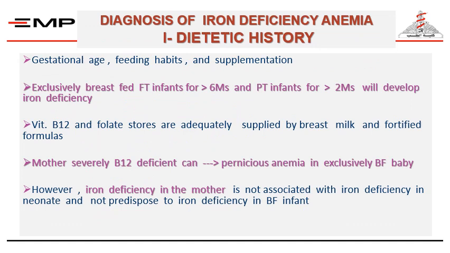When we want to diagnose deficiency anemias, iron deficiency anemia number one, we take the dietetic history, gestational age, feeding habits, and supplementation. Why? Because exclusively breastfed infants for more than 6 months and preterm infants for more than 2 months will develop iron deficiency if they are not supplemented with iron after this age.